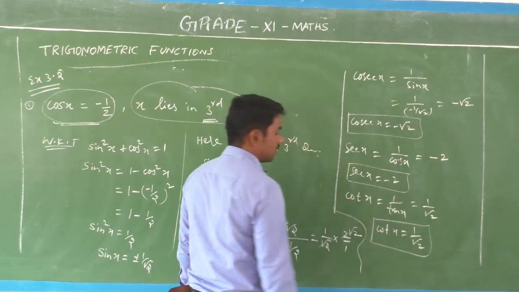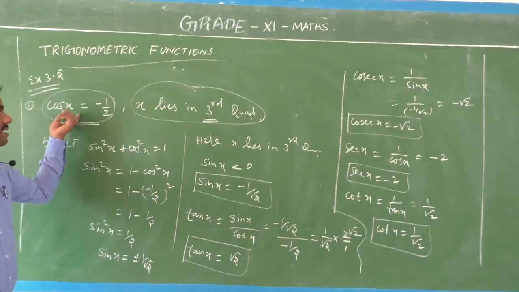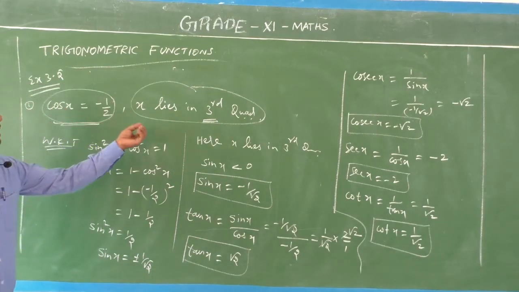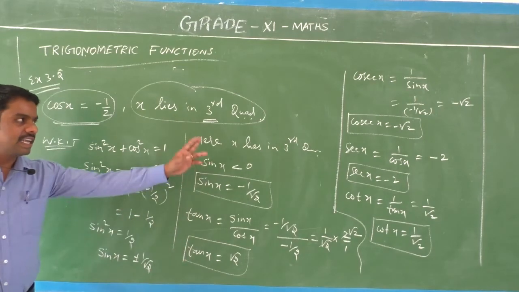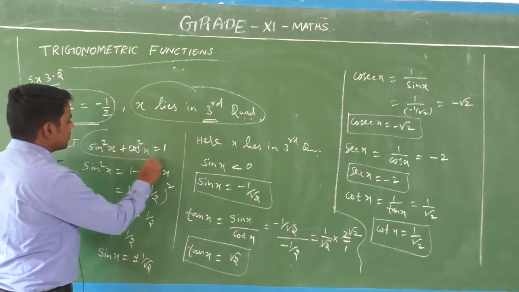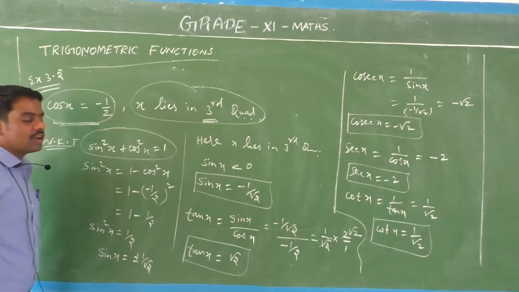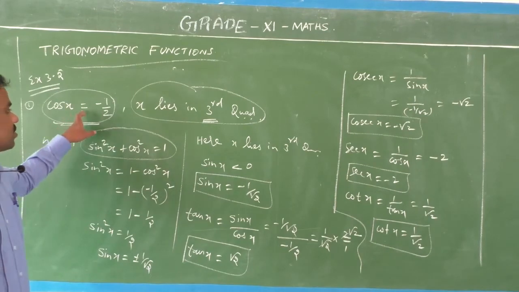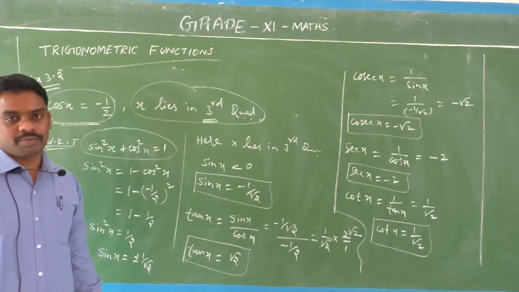First of all, the given information: cos x equals minus 1 by 2, and x lies in the third quadrant. Then find the other trigonometric ratios: sin, tan, secant, cosecant and cot. We know that sin squared x plus cos squared x is equal to 1. This formula is written as sin squared x equal to 1 minus cos squared x. The cos x value is known, so substituting minus 1 by 2, we find sin x equal to plus or minus 1 by 2.